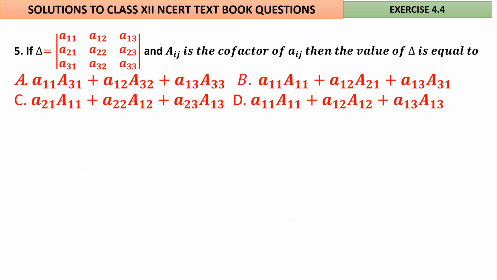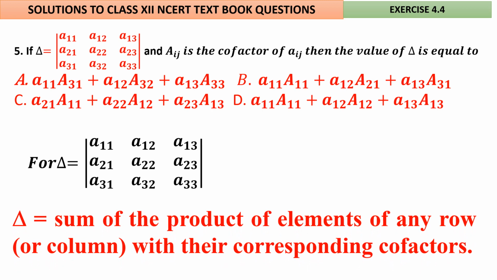Question number 5. You have been given the value of delta as this, and the value of the determinant is equal to what out of these four options given. But remember, all resemble the same thing. An element is multiplied by a cofactor, but remember, the element should be multiplied by the cofactor of the element itself. You say this is the definition: sum of the product of the element with their corresponding cofactor.